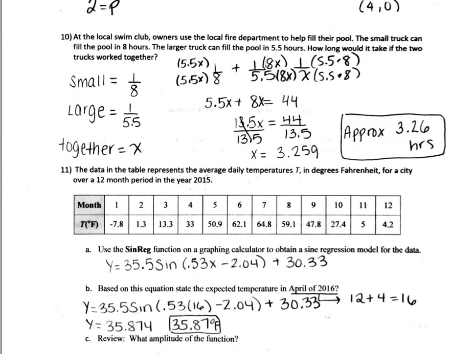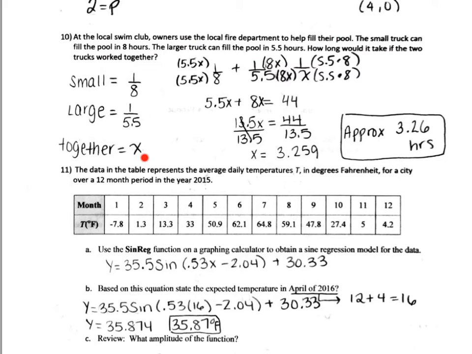Okay, let's look at number 10. At the local swim club, owners use the local fire department to help fill their pool. A small truck can fill the pool in 8 hours. The larger truck can fill the pool in 5.5 hours. How long would it take the two trucks if they work together?